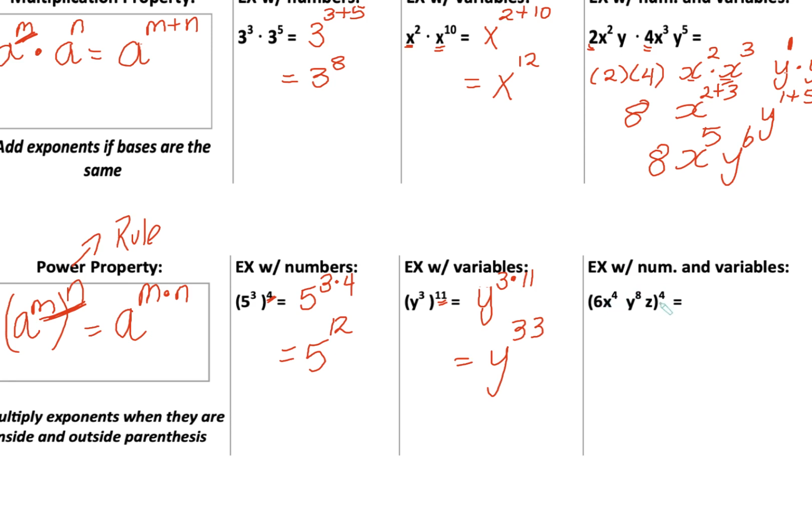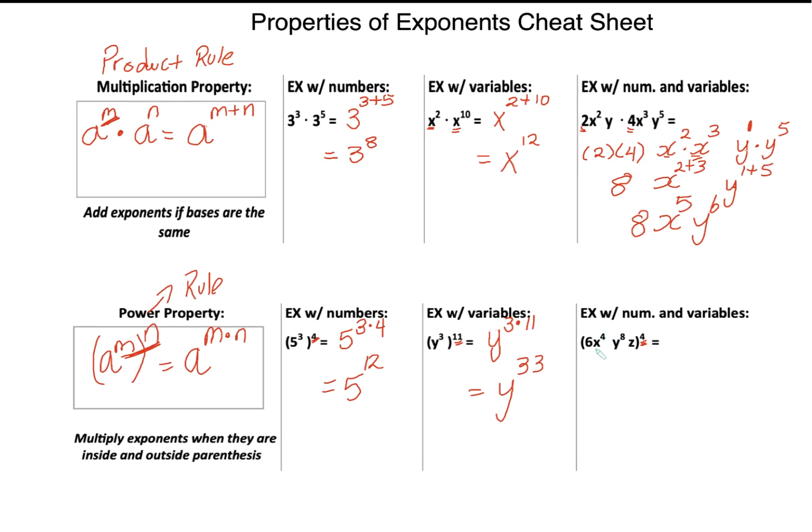But notice I have an exponent on the outside. So this is my power rule. Now this 4, you have to distribute it to everyone in this parentheses. It's like if you have one person in your house with a cold, everyone is going to get the cold. So here, the 6 is going to be raised to the 4.